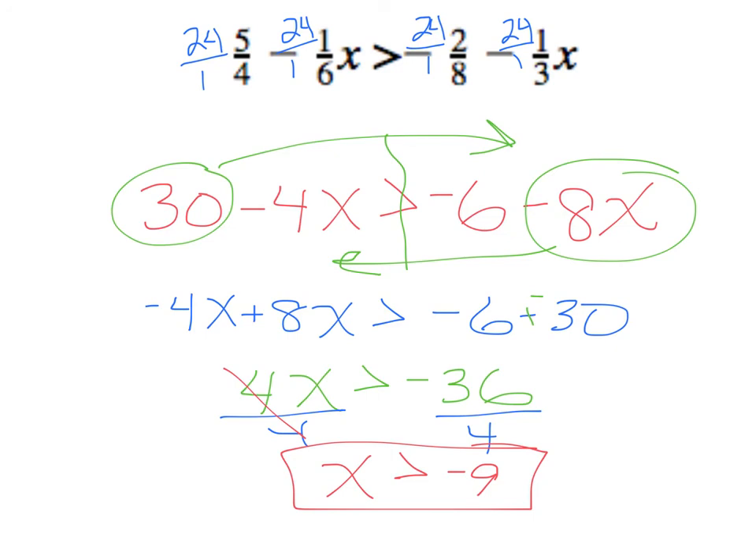Now, to graph it on a number line, if I have the number line here, we'll go negative 9, negative 8, and negative 10. We're going to go open dot. We want numbers that are bigger than negative 9, so we'll shade to the right.